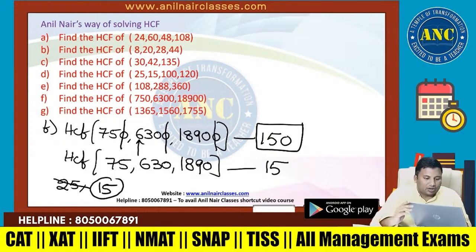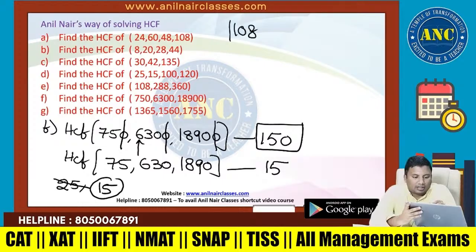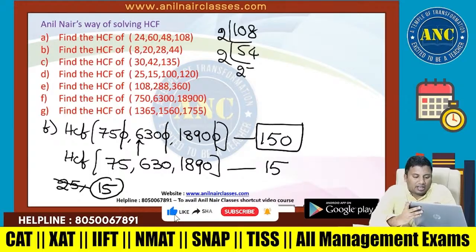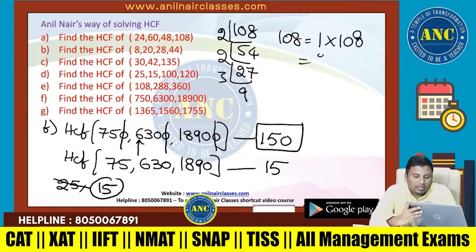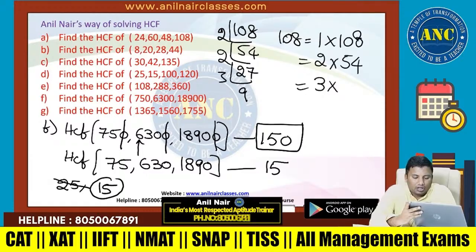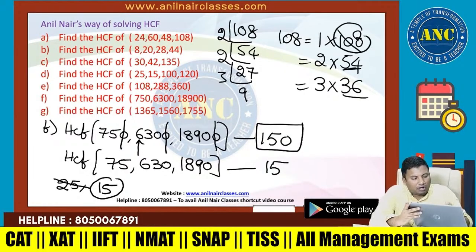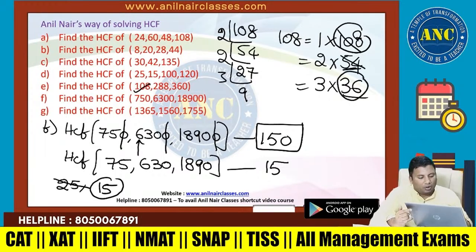Now, Cherry, you asked a question. 108 factors are 2 54s are 108, 2 27s are 108, 3 36s are 108. So 108 can be written as 1 into 108. Next it is 2 into 54. Next it is 3 into 36. First I took 108, then 54. 54 2s are 108. 54 will not go in 288. So that is the reason I took 36. Cherry, I hope it is clear.